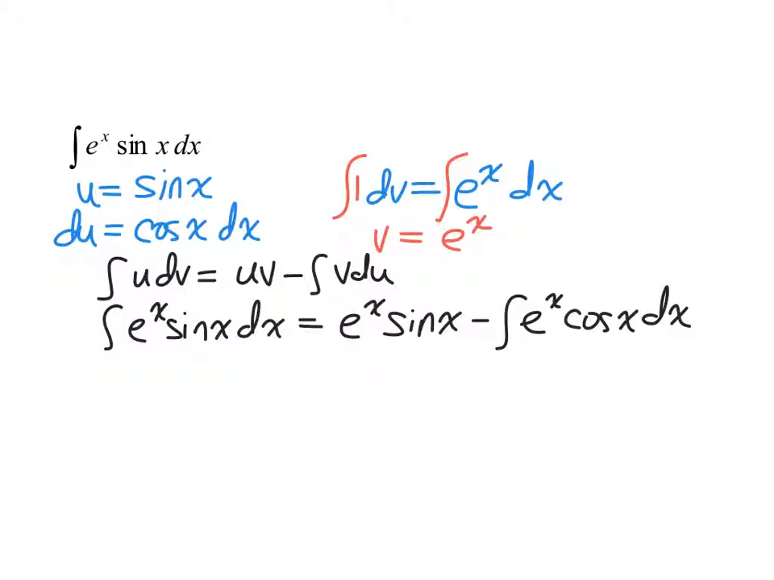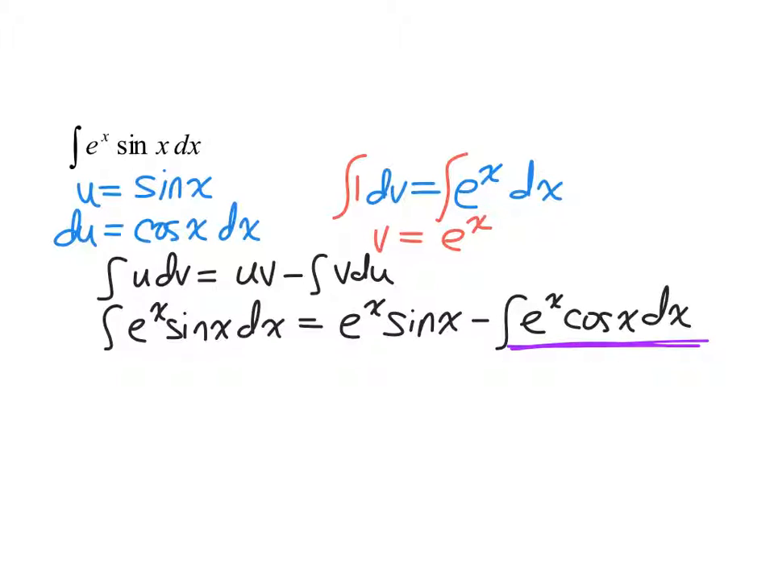And this is the moment where you might start second guessing yourself, because you'll look at this and say, well, that didn't work, because this doesn't look any easier than what I started with. I couldn't find the antiderivative of e to the x sine of x, so how am I going to find the antiderivative of e to the x cosine of x? Perseverance. That's the name of the game, especially with trig-related integrals.